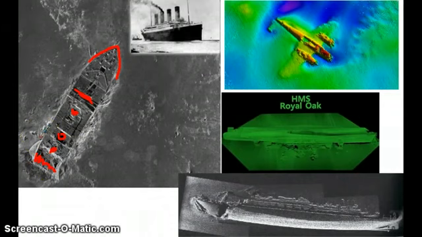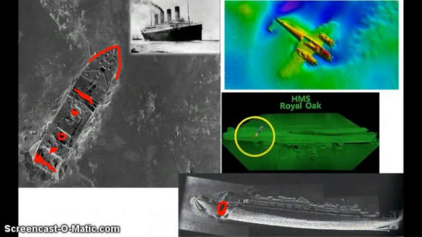Other images which we have, this one here is the Britannic, which is a sister ship to the Titanic. You had the Britannic, the Titanic, and the Olympic. This one was used as a ship during the war as well, and you can see through here a hole where it was torpedoed and it sank in fairly shallow water. And this is a scanning radar image of it.